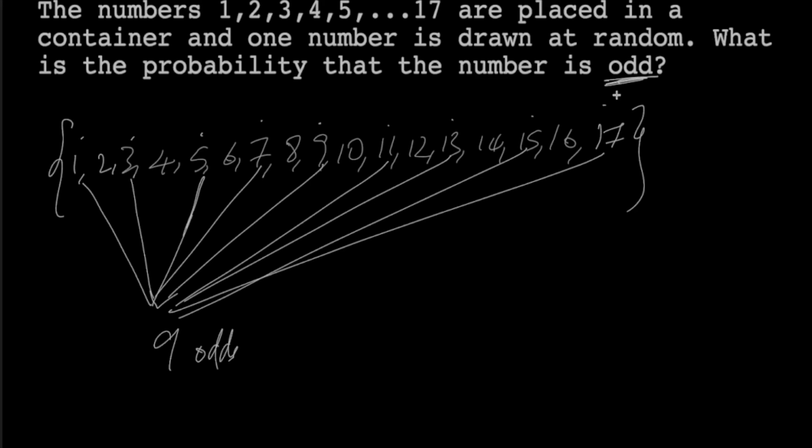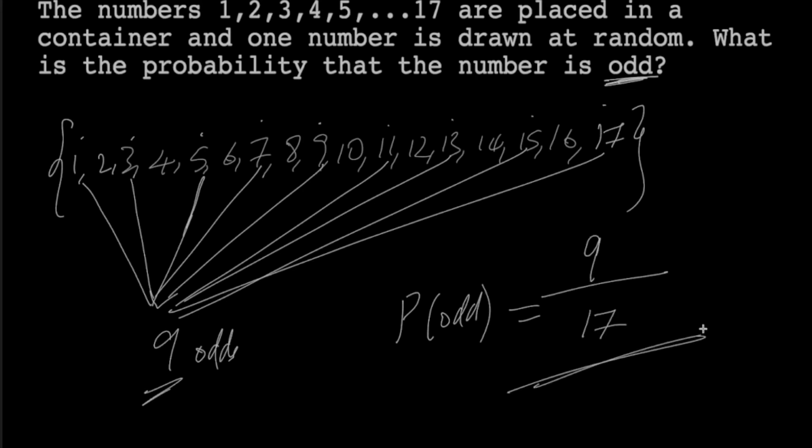We are going to pick only one odd. It might be 9, it might be 13, it might be 3. But when you want to do the probability of odd, please note that everybody should be represented. And how many of them? There are 9. 9 over 17. That is the solution.